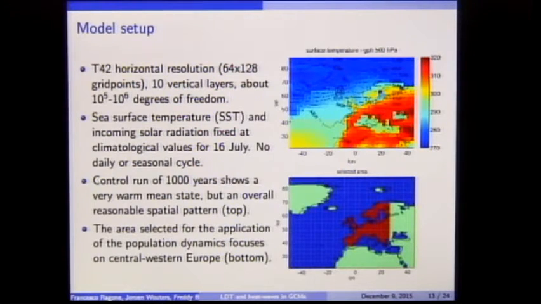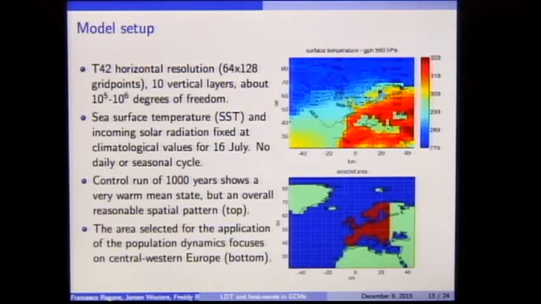So how is the setup of the model? It's called T42 resolution, because the model is expressed in spherical harmonics. So this is a truncation in the spherical harmonic space. This corresponds, in physical space, to a resolution of 64 grid points in the latitude and 128 grid points in the longitude. 10 vertical layers, so we are talking about 10 to the 5, 10 to the 6 degrees of freedom. So it's a kind of big system.